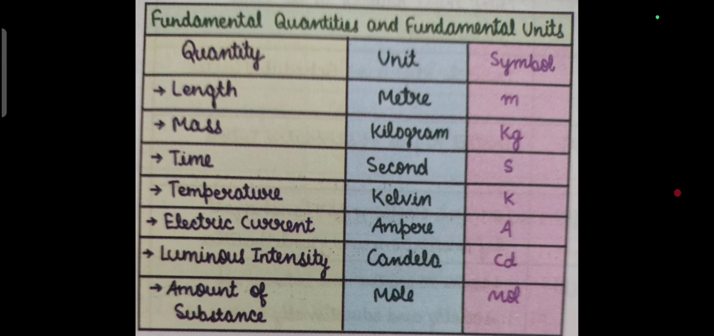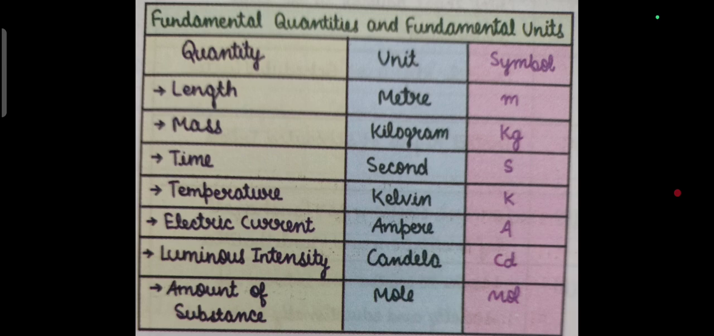Fundamental quantities are the basic independent quantities. They cannot be expressed in terms of any other physical quantity. They are the building blocks of physics. They are the 7 SI base quantities and their units are the following.